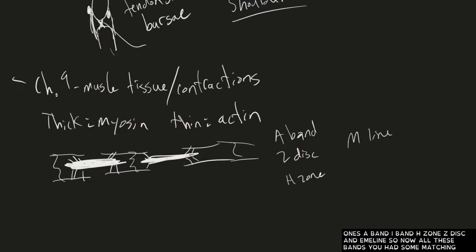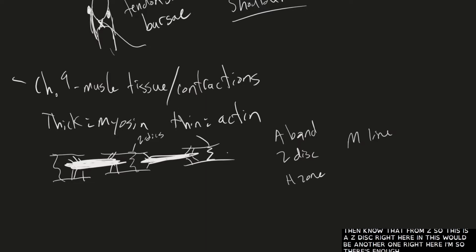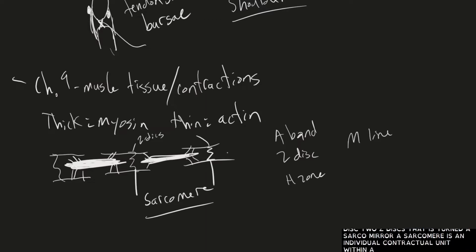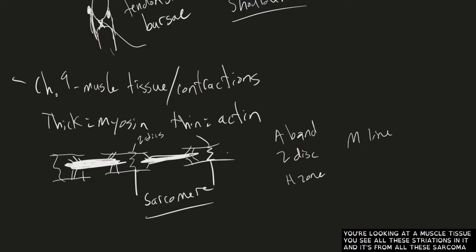You had some matching figures to work with, and remember these bands are named from how these thick and thin filaments overlap each other. And know that this is the Z disc right here, and this would be another one right here. There's another one. From Z disc to Z disc is termed a sarcomere. A sarcomere is an individual contractile unit within a single muscle fiber. If you're looking at muscle tissue, you see all these striations, and it's from all these sarcomeres lining up with differing amounts of thick versus thin filaments in that region.